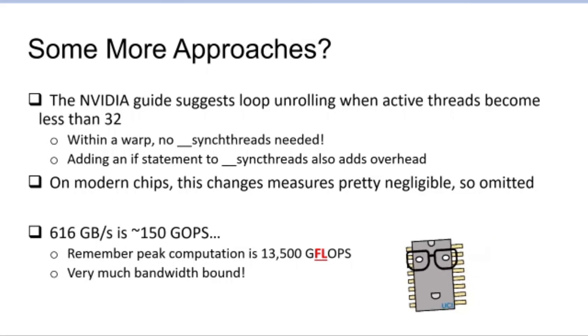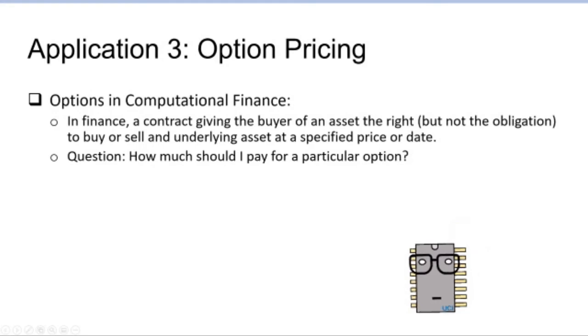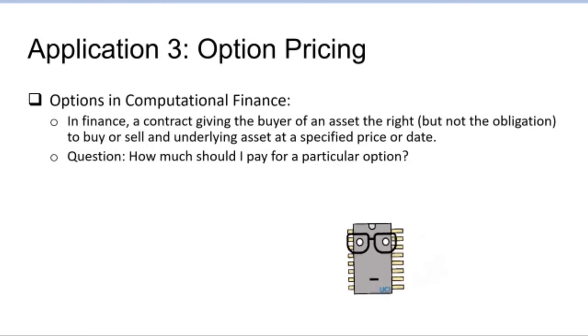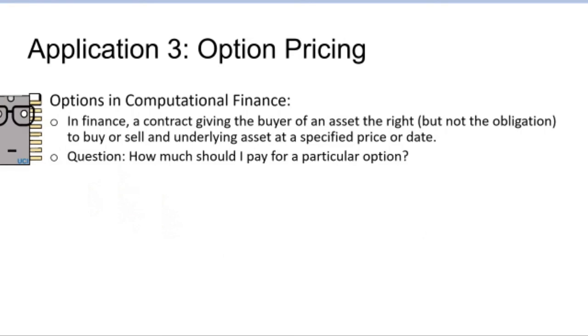Are there interesting classes of problems in which the flop count is actually the defining factor in performance? And there's a couple of those as well, but let's just go over one of them. Application three, option pricing. Some of you may be interested in this as an application or, I don't know, potential career path. This is an application in computational finance. And options, not just in computational finance, in finance in general. And finance is something I won't go into too much detail, first because I don't understand this too well, and second, this isn't a computational finance class, this is a computer architecture class.